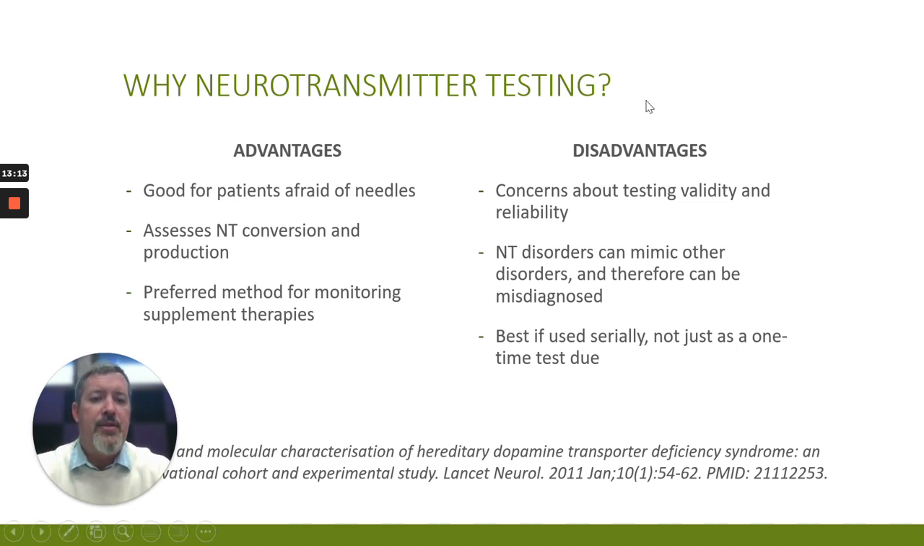Disadvantages, of course, and these are some things that we'll tackle, is that there are published concerns about the validity and reliability of the testing, which are real concerns, and of course we'll tackle those. Neurotransmitter disorders can mimic other disorders and therefore be misdiagnosed. For example, this doesn't really happen to us because we're using this from a very local, focal scoliosis perspective, right? But there are times when people can have neurotransmitter test results that make it look like they have manic depression, or might be prone to schizophrenia, or might be prone to significant ADHD.